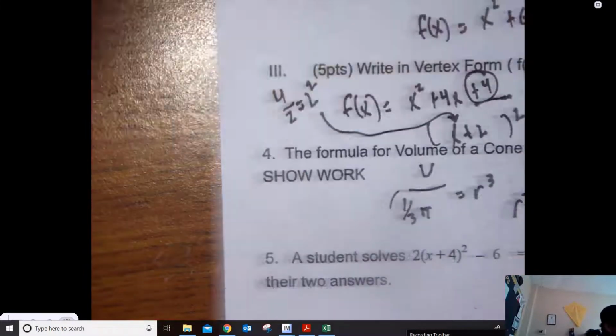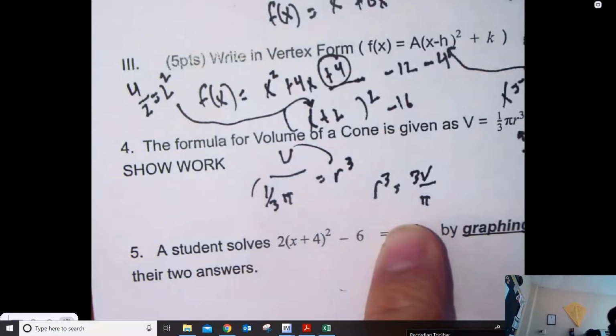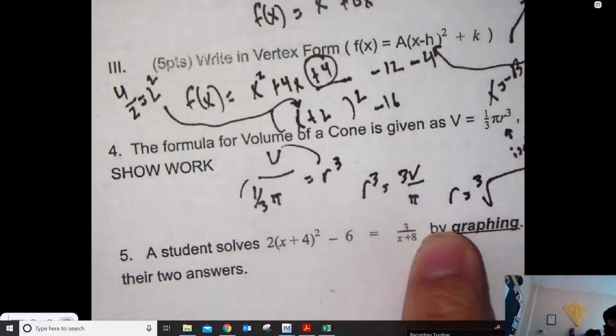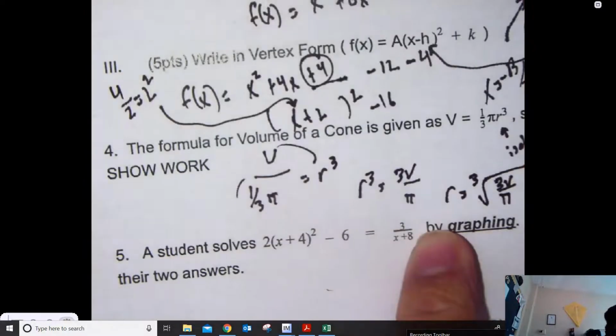R cubed is 3v over pi. I just kind of swap things around there. Now, what's the opposite of cubing? Cube rooting. You know, you've done that before. Oh yeah, square root too. Square root has an understood 2. The cube root has a 3, of 3v over pi. There's nothing you can do with that. That's what the radius is. It's just isolation.